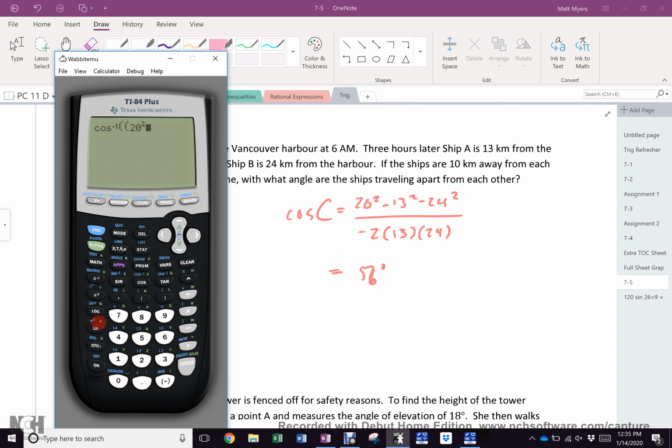20 squared minus 13 squared minus 24 squared, close brackets, divided by a new bracket, negative 2, not subtract 2, times 13 times 24, close brackets on the bottom, close brackets on the whole thing, because it's all been shift cos. 56.4. Let's go.